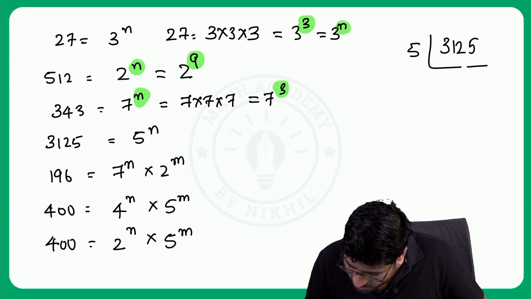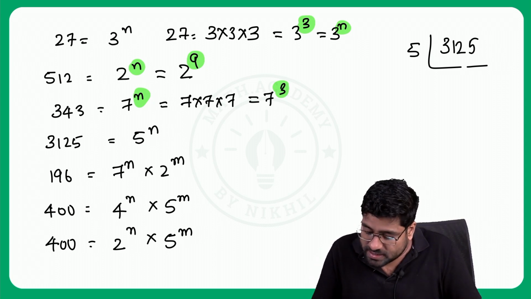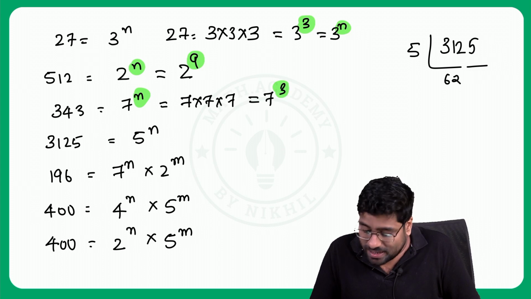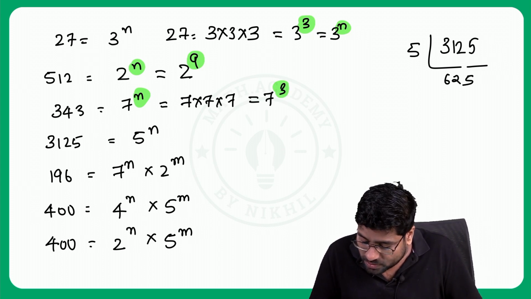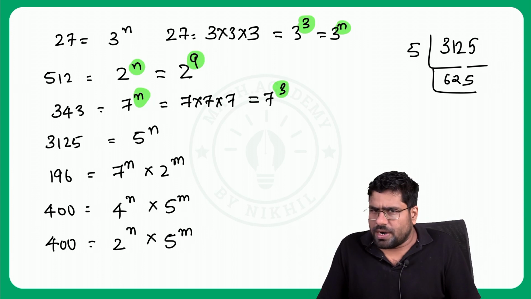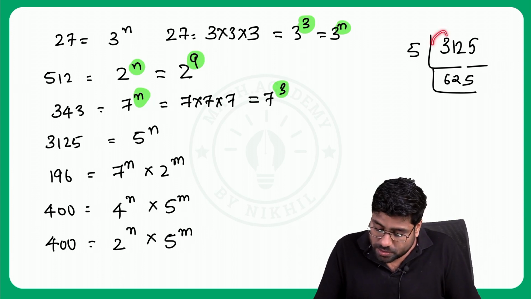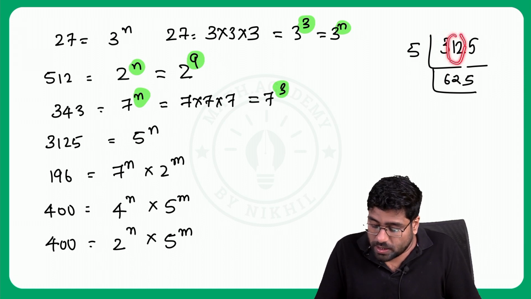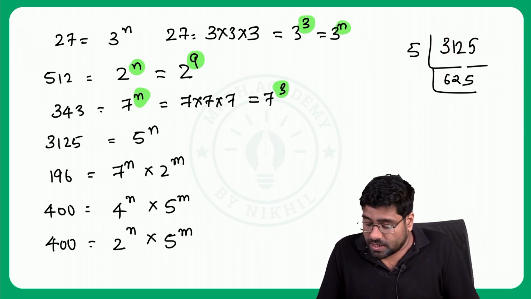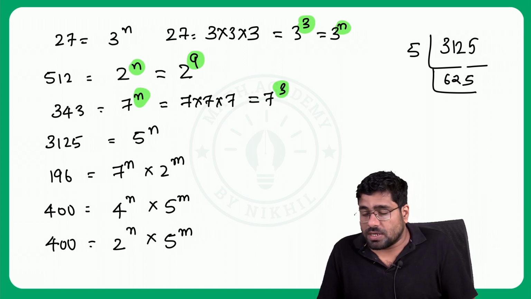Just do it, man. So dividing 3125, 31 is going to yield me 6 times. 1 is remaining, 1 and 2 will come down, so it is going to be 12, and 12 will yield me 2 times. 2 will be remaining, then 5 comes down, it is 25. 25 is going to go for 5 times, so it is going to be 625. Now how did I do that?